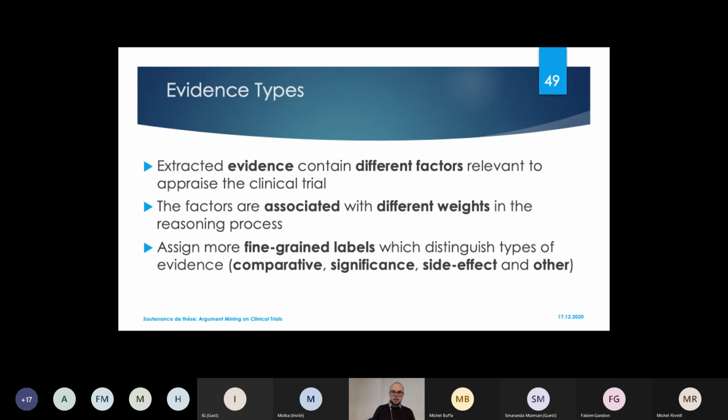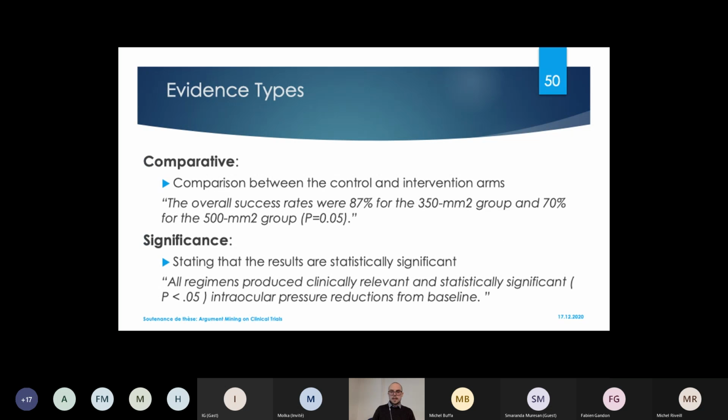So I came up with 3.5 classes to distinguish them. The first one is the comparative class, which is evidence comparing the two arms of the clinical study. This supports the search for similarities in the outcomes, and is needed for reproducibility, to see what exactly was compared. Then we have the second class, which is the significance. As the name states, it's related to statistical significance, which is needed to measure the strength of the beneficial effect or the potential harmful outcomes of a study.